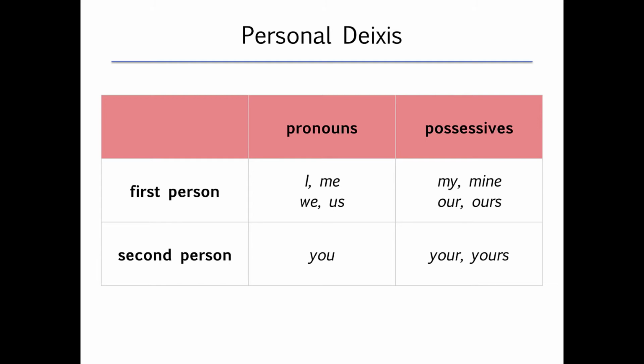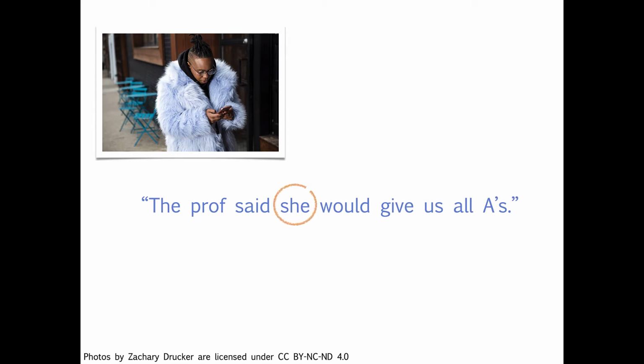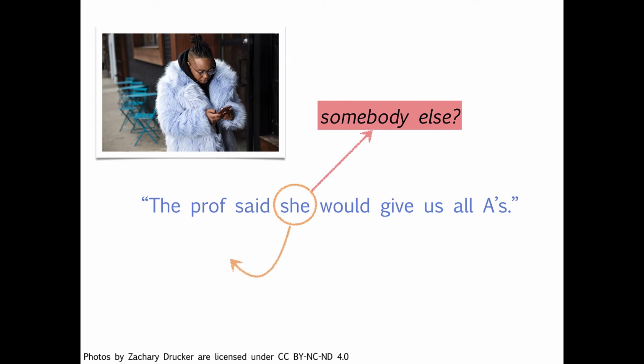What about third-person pronouns? Is the pronoun she deictic? Let's look at an example. Suppose Sam says, "The prof said she would give us all A's." The pronoun she is ambiguous. It could refer to any feminine person. So it's possible that Sam means that the prof said that the TA or some other prof would give all A's, but the likeliest interpretation is that she refers to the prof.